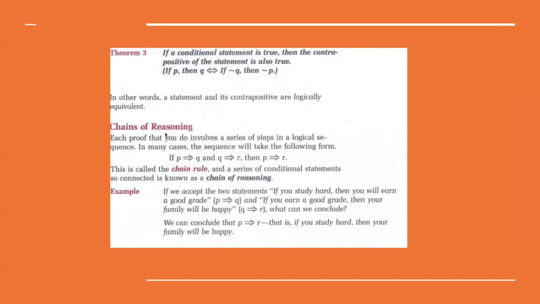Chains of reasoning. Each proof that you do involves a series of steps in a logical sequence. In many cases, the sequence will take the following form: if P then Q, and if Q then R, then if P then R. This is called the chain rule, and a series of conditional statements so connected is known as a chain of reasoning. Example: if we accept the two statements, if you study hard, then you will earn a good grade, P then Q, and if you earn a good grade, then your family will be happy, Q then R, then we can conclude P then R. That is, if you study hard, then your family will be happy.